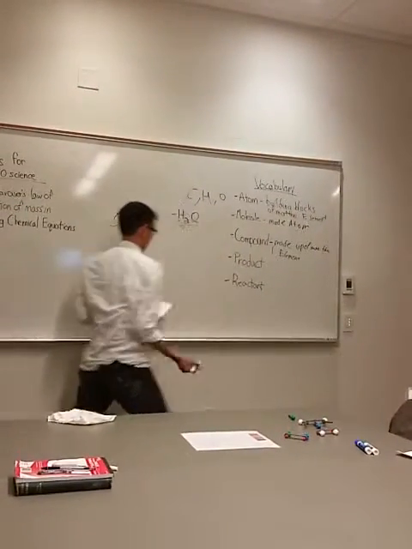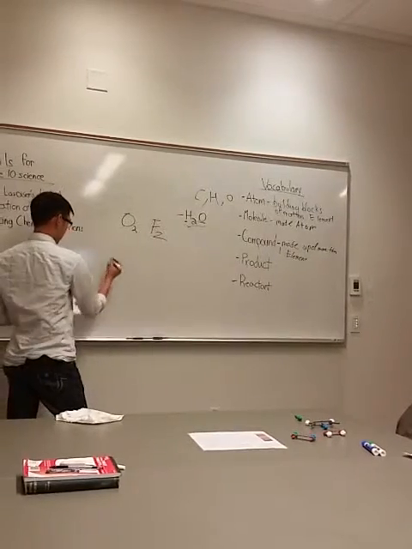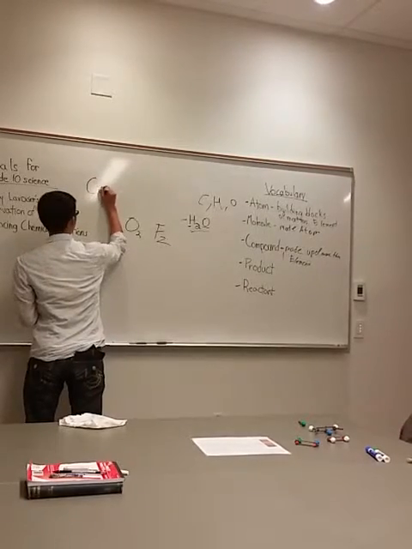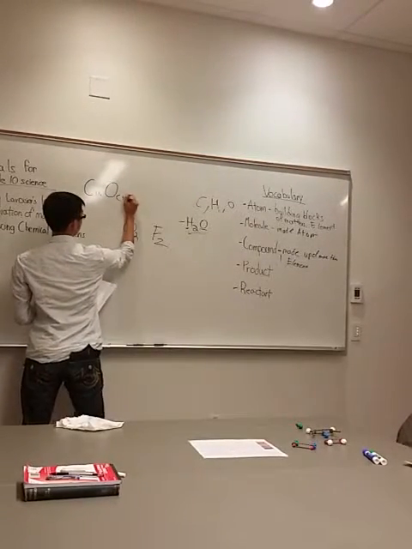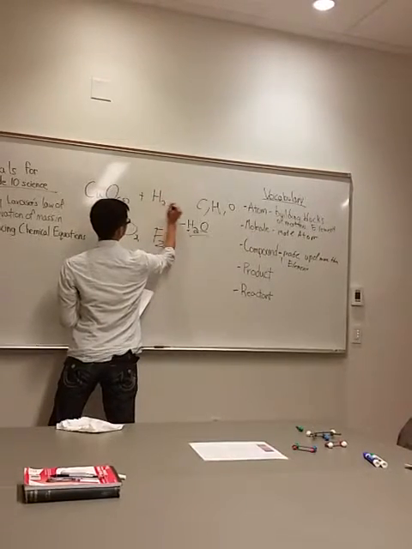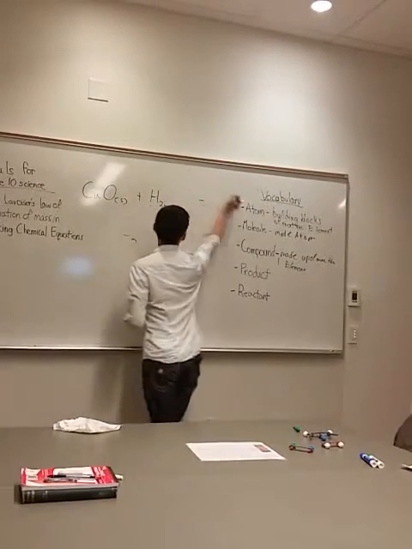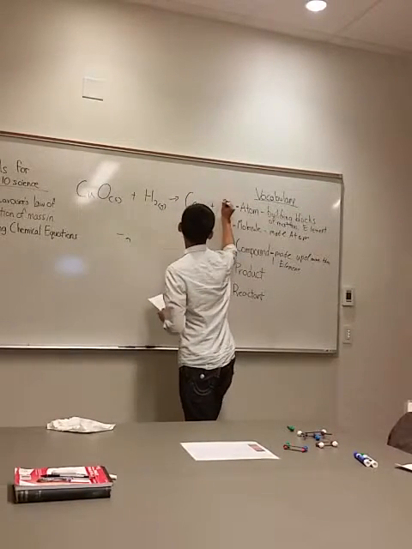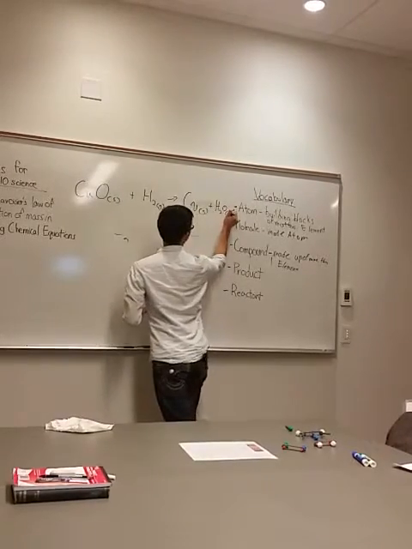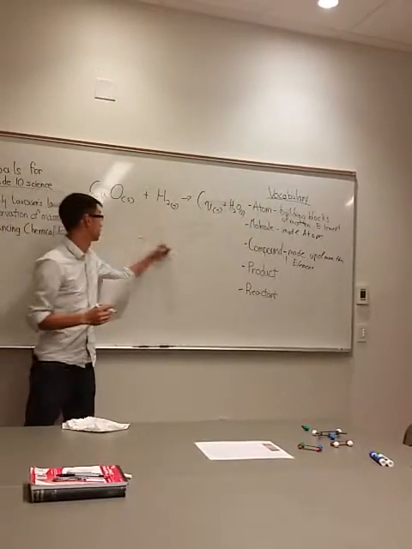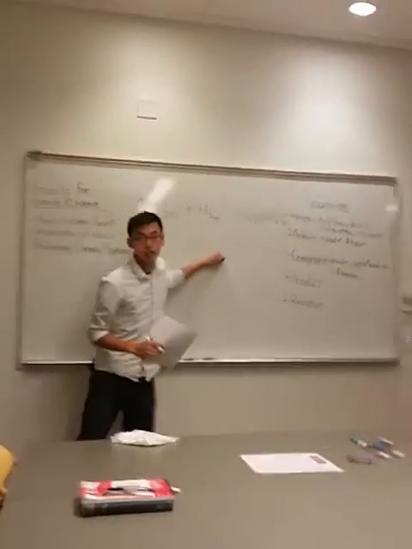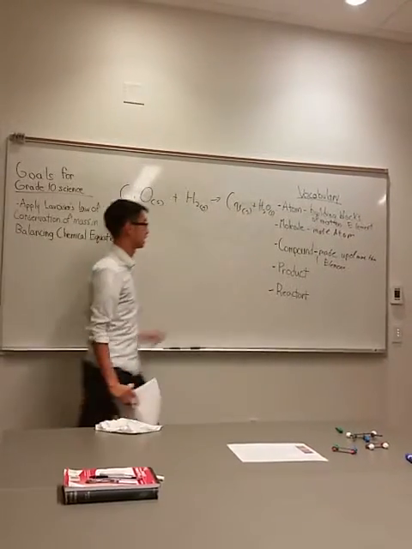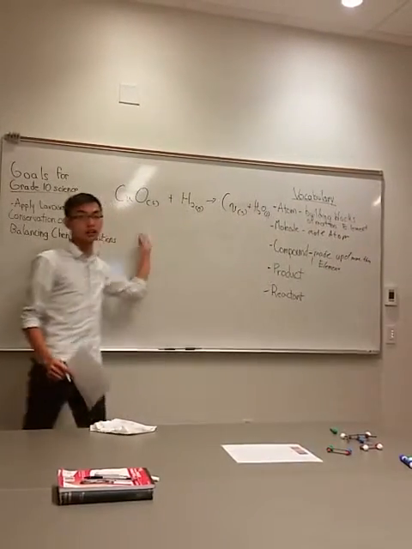So in a chemical reaction, we have the products and the reactants. For example, in this chemical equation, copper oxide plus hydrogen gas will give me solid copper and water. Can someone tell me which side is the products and which side is the reactants? The right side is the products, correct. And the ones on the left side are the reactants.